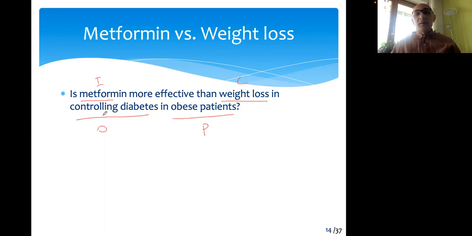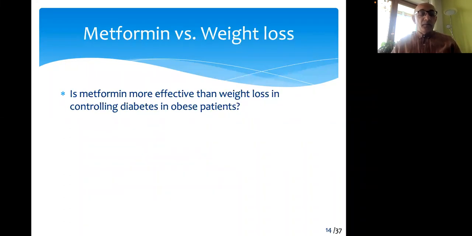And outcome, we mentioned before, should be something you can measure. How can you measure whether diabetes is under control or not? You can measure the fasting blood glucose. Fasting blood glucose or blood glucose. It can be also postprandial, but usually we measure the fasting blood glucose. Okay.